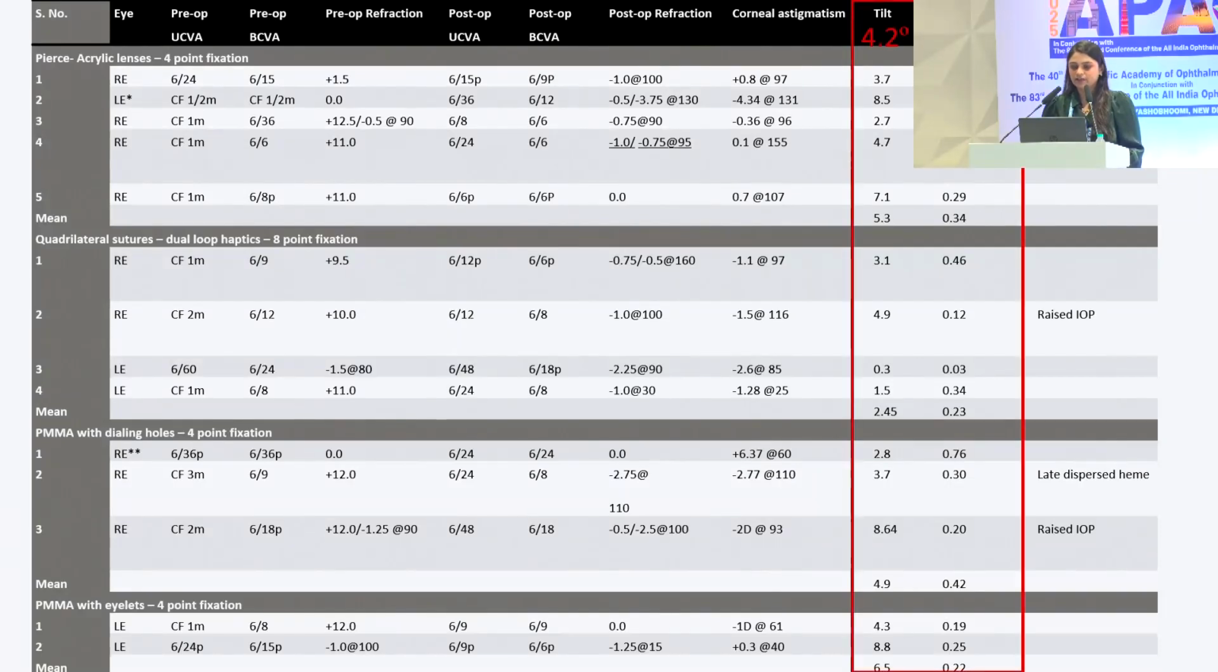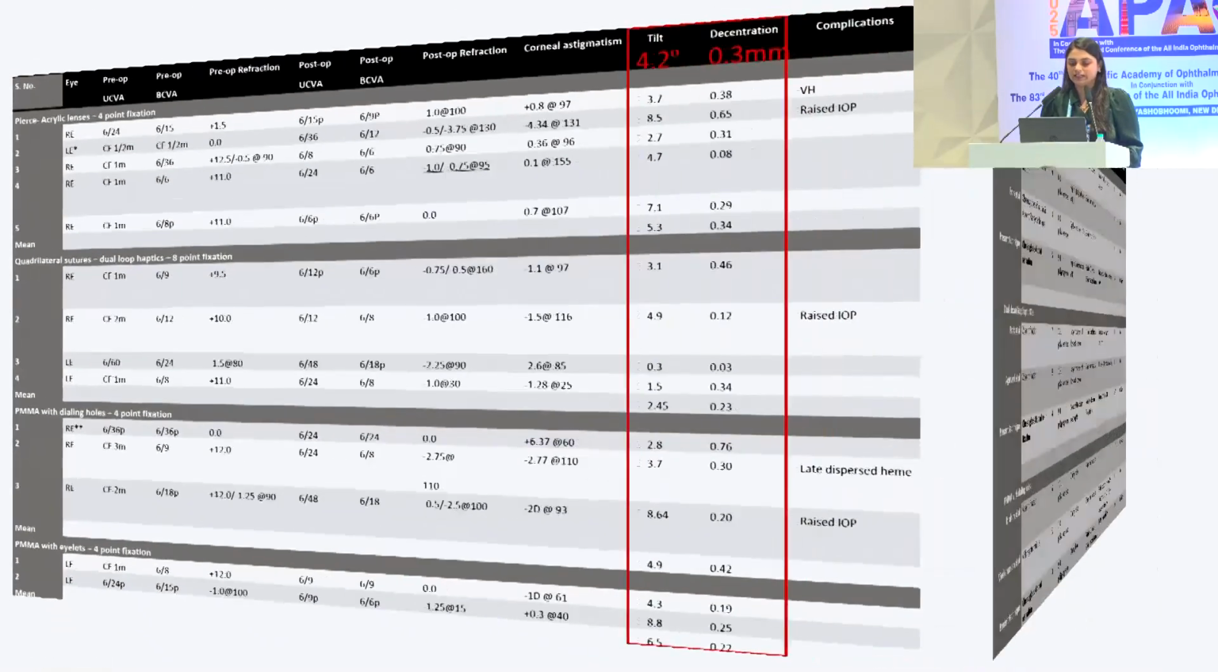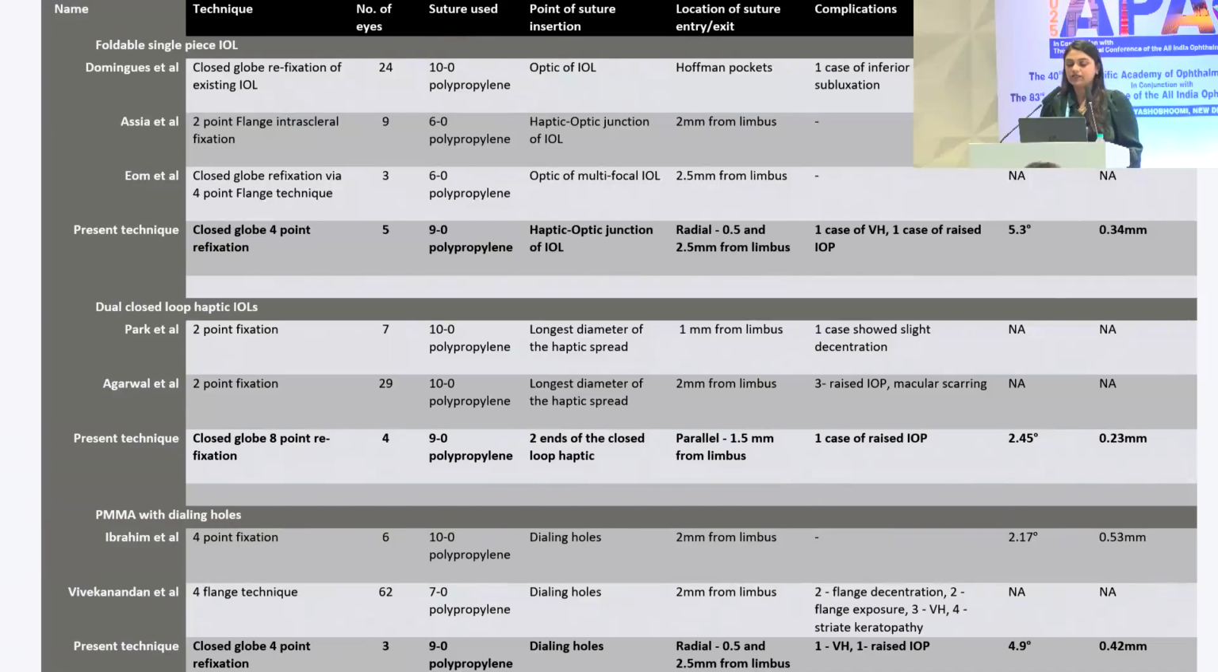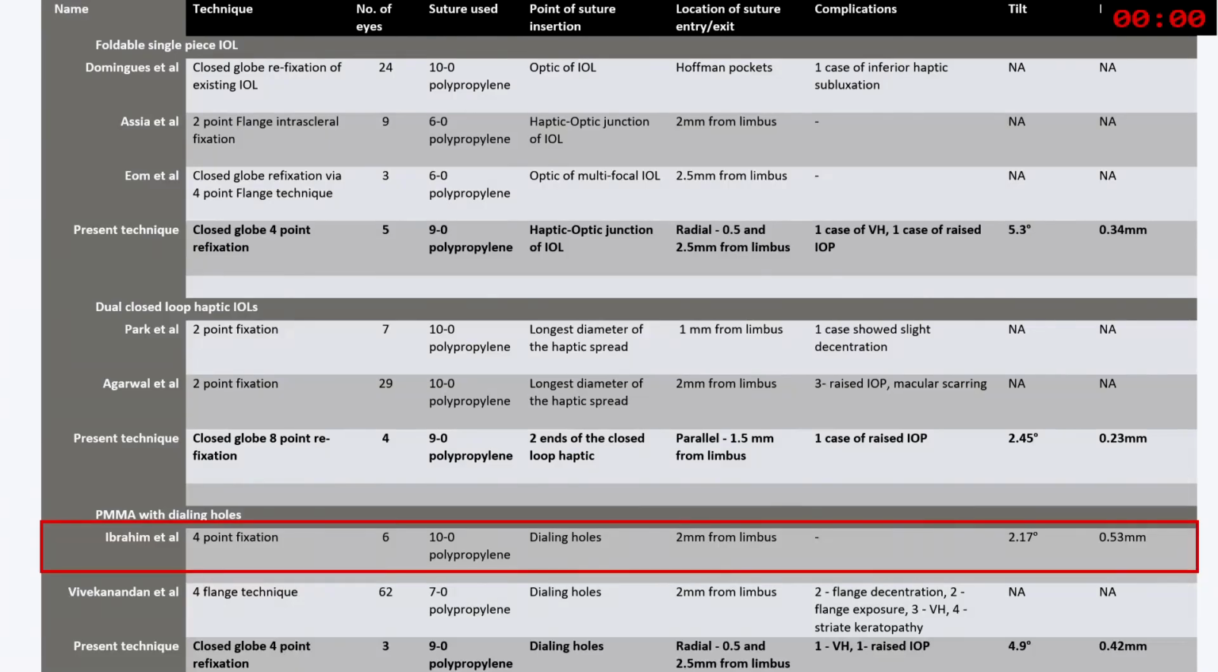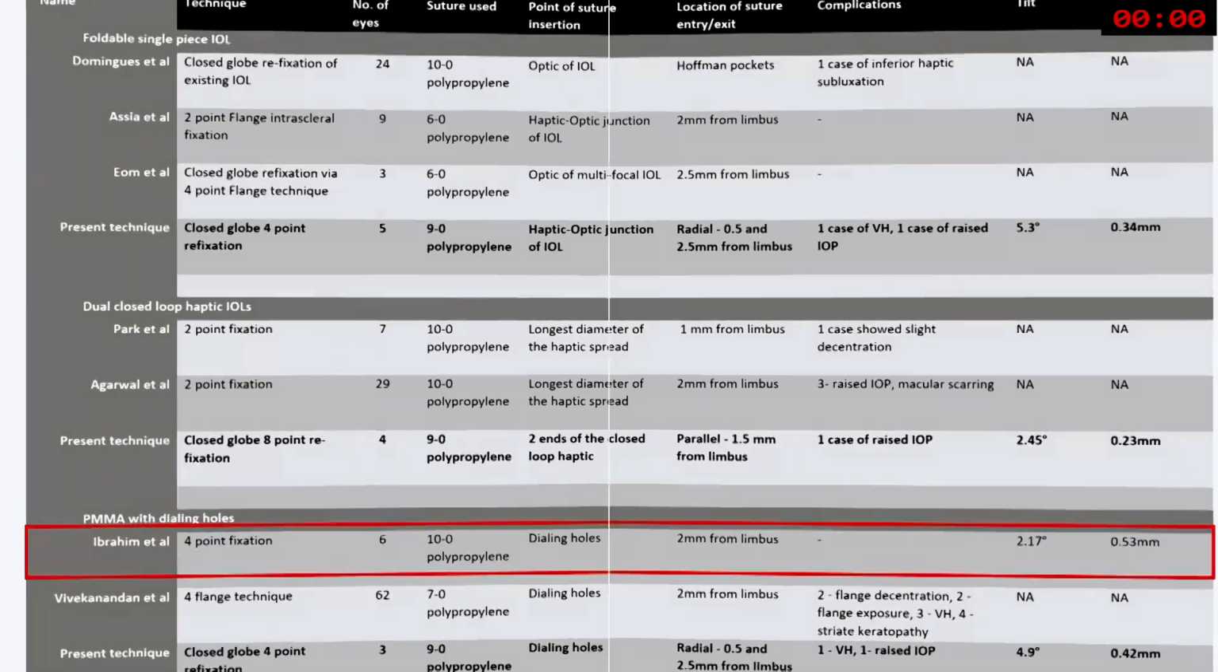And in our case, the average tilt was 4.2 and average decentration was 0.3, which is well within the acceptable range. There have been previous studies which have demonstrated these techniques, but there was only one study which quantitated these findings based on AIOS2025. None of the other studies has done this analysis based on AIOS2025, so this brings our study to an advantage.